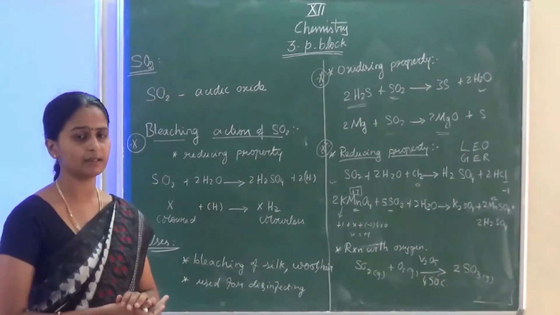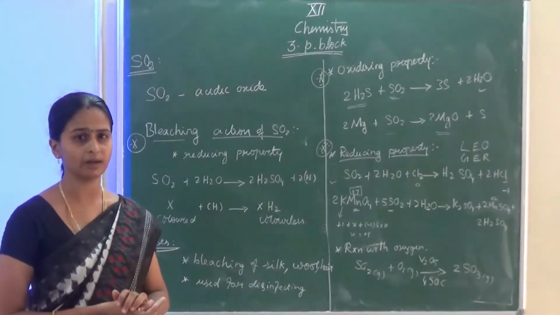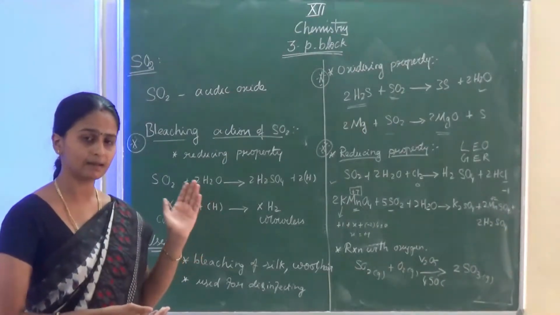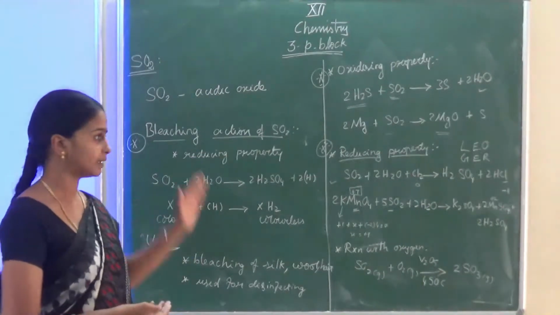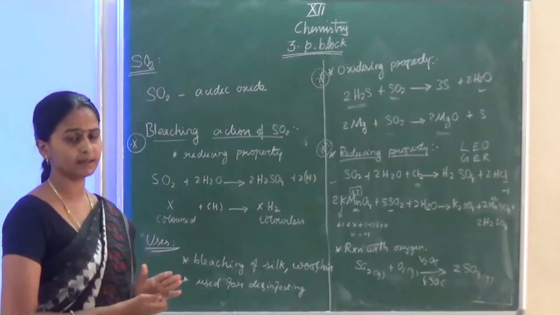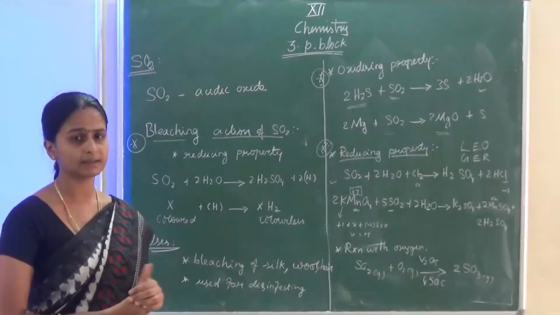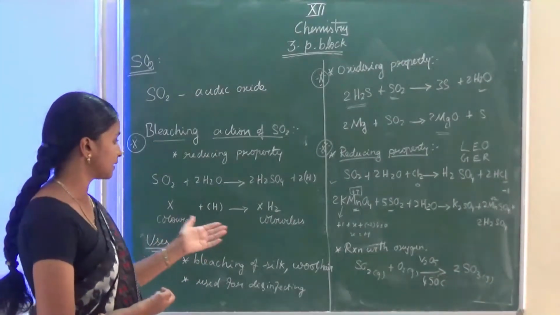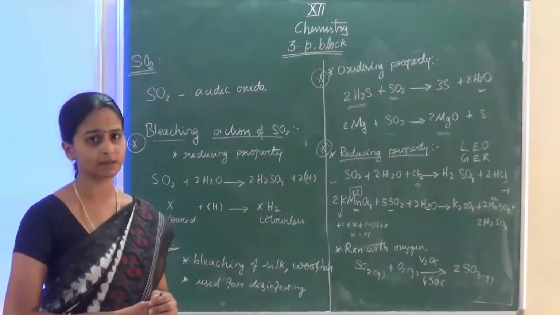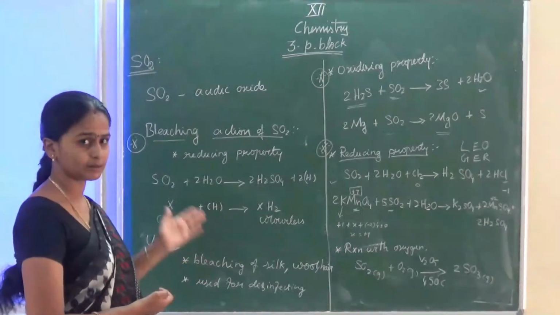In physical property, it is heavier than air, easily it dissolves in water, it has a suffocating odor, then it is colorless gas. Okay, like that we have learned the physical properties of sulfur dioxide. These are chemical properties of sulfur dioxide. It is acidic oxide. It has both oxidizing and reducing agent character. The next one, we can react with oxygen and produce SO3, which is used to prepare sulfuric acid in contact process, and bleaching action of sulfur dioxide. Okay, this one uses also.